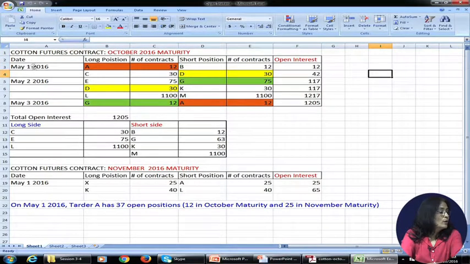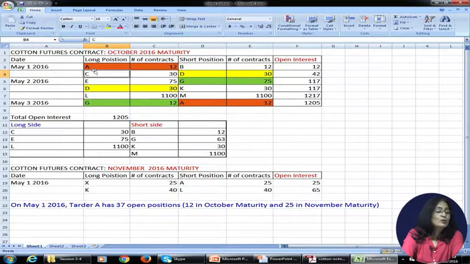so on May 1, trader A took a long position on the October 2016 maturity cotton futures contract for 12 contracts, who is the counterparty? B, and B also took the same 12 contracts. So what is the open interest? Open interest is 12. Similarly, on the same day, C takes a long futures position on 30 contracts, D takes the short futures position on 30 contracts. So you have now open interest as 42 contracts.